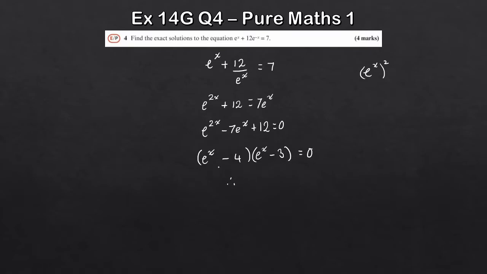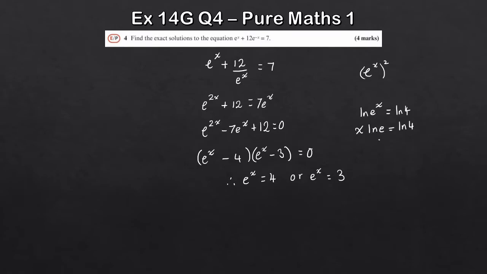So then what we can say is that e to the x is equal to 4, or e to the x is equal to 3. Just doing each one of these terms separately. At this stage, we just need to solve. So if you've got e to the x is equal to 4, we essentially need to take logs of both sides. So this would be ln e to the x. The x would come down to the front, so if I just demonstrate it for one, like so. The x would come down to the front, so this is x ln e equal to ln 4.